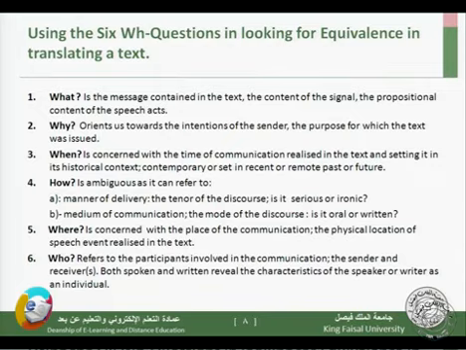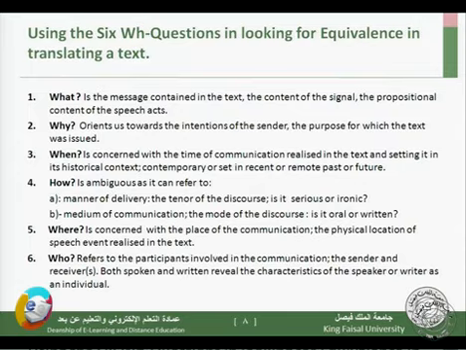Now, question number five, where? The WH question number five, where, is concerned with the place of the communication, the physical location of the speech event realized in the text, the place. I mean, did the text take place in Europe? Did it take place in the Arab world? So you need to check about the place. Did it take place in the company? Did it take place in another place? So the place of the text, the place mentioned in the text, plays a great role in helping you find out the equivalence of that text or that message or whatever you call it, be it a message or a text or a statement or a discourse.